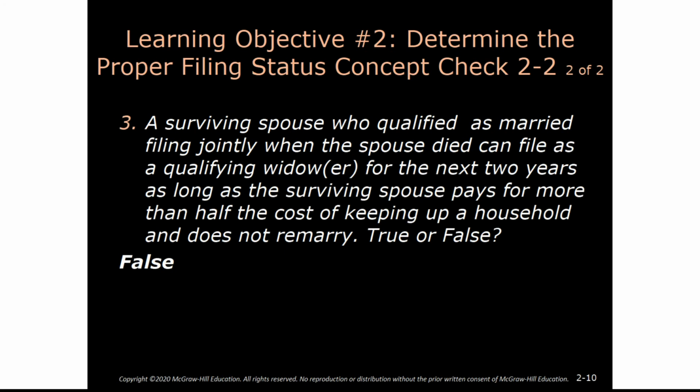A surviving spouse who qualified as married filing jointly when the spouse died can file as a qualifying widower for the next 2 years as long as the surviving spouse pays for more than half the cost of keeping up the household and does not remarry. This is false. The first part is fine, a surviving spouse who qualified as married filing jointly. However, the qualifying widow or widower for the next 2 years must pay more than half the cost of keeping up a household, not remarry, and provide more than half the support for a dependent, usually a child.